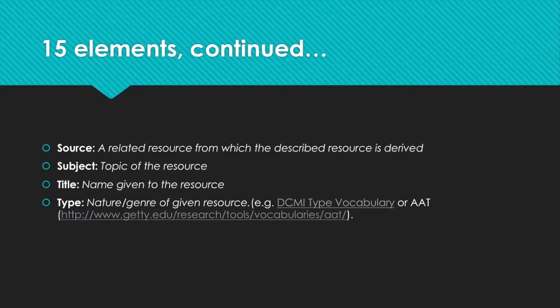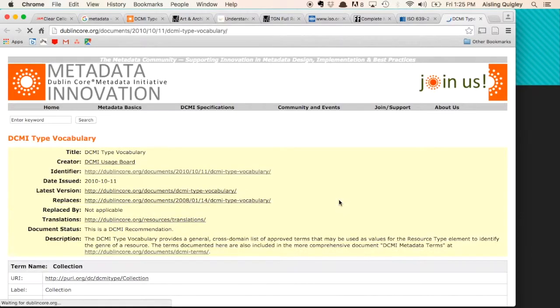One is the DCMI type vocabulary, and if you click on that, it'll take you to the dublincore.org website, which I recommend in general, and you can see that the type vocabulary is given below. So a type could be a collection, it could be a data set, it could be an image, it could be a moving image, etc.